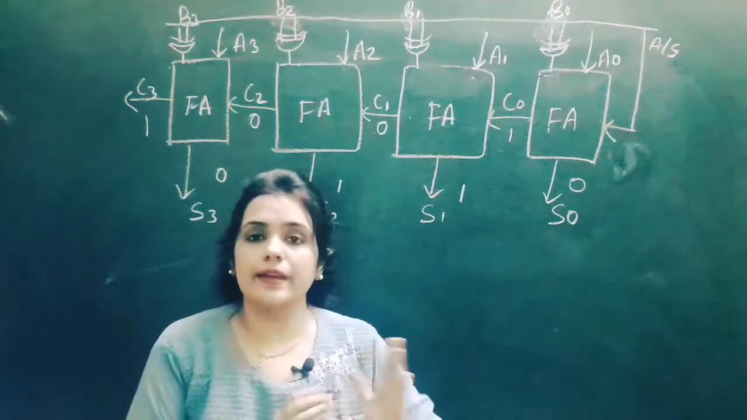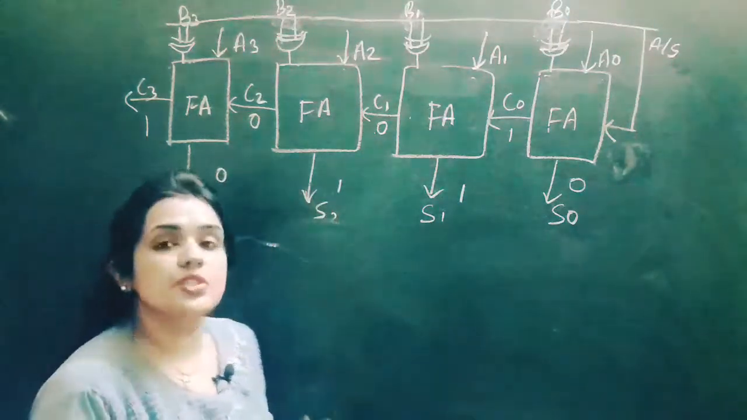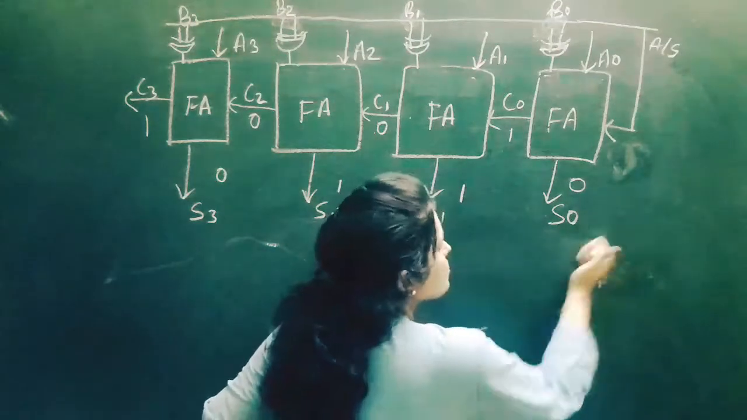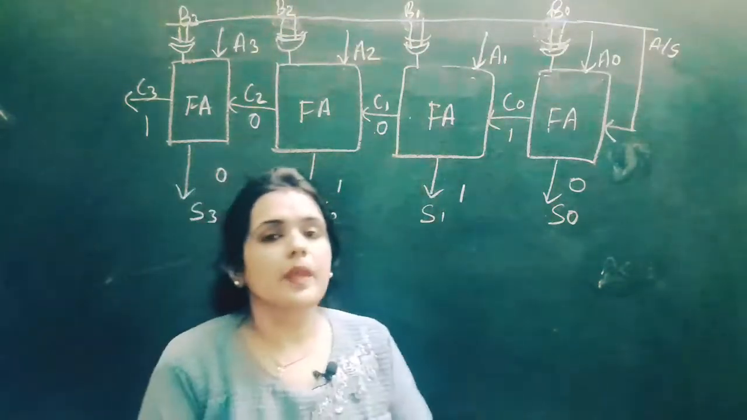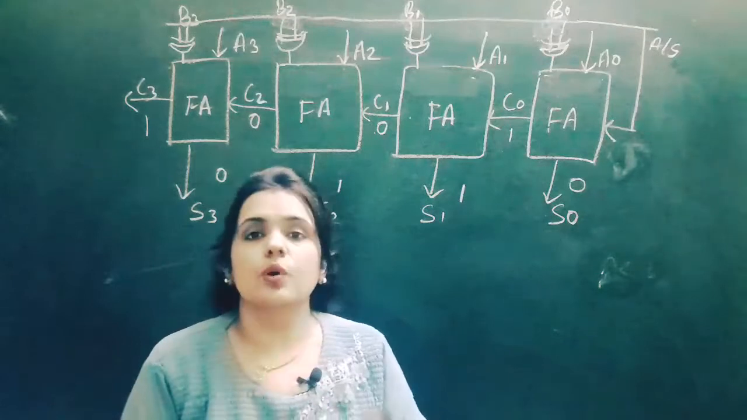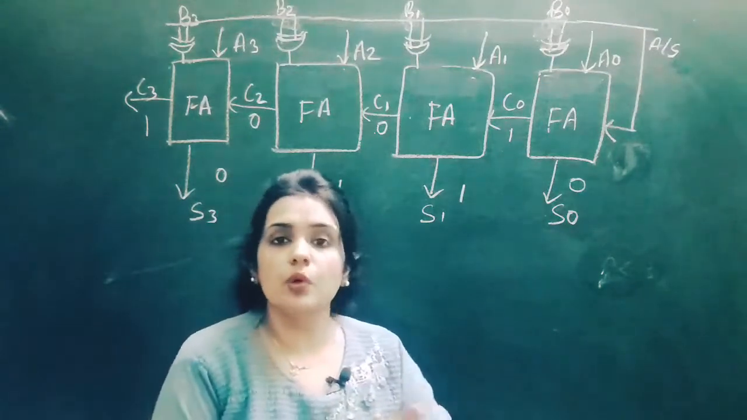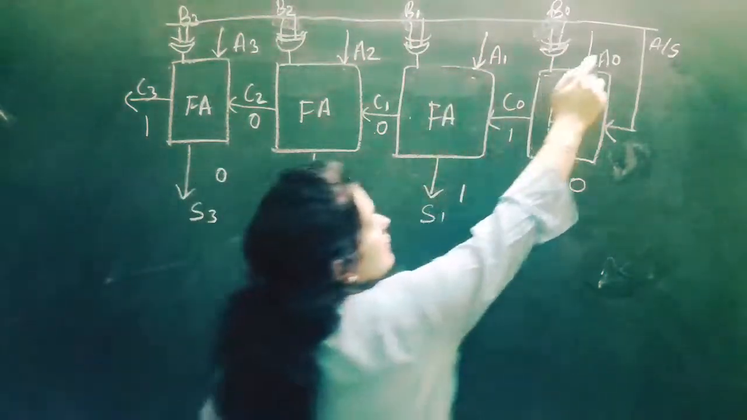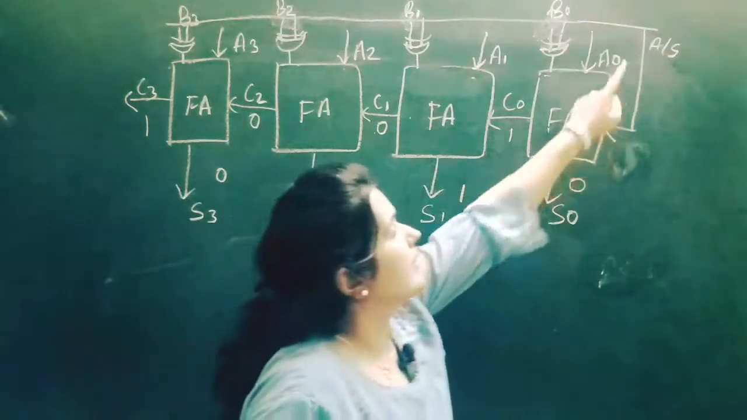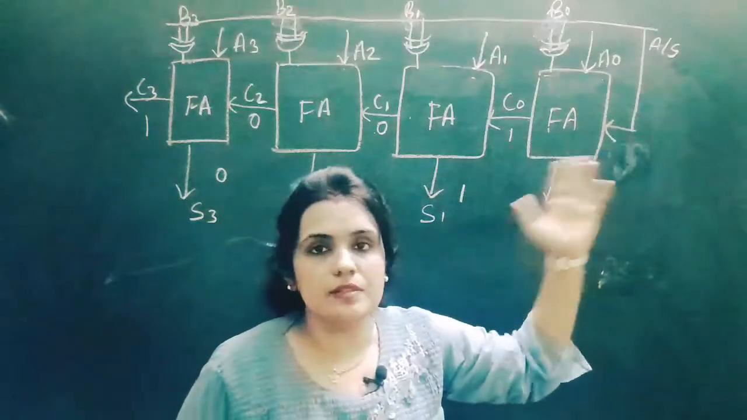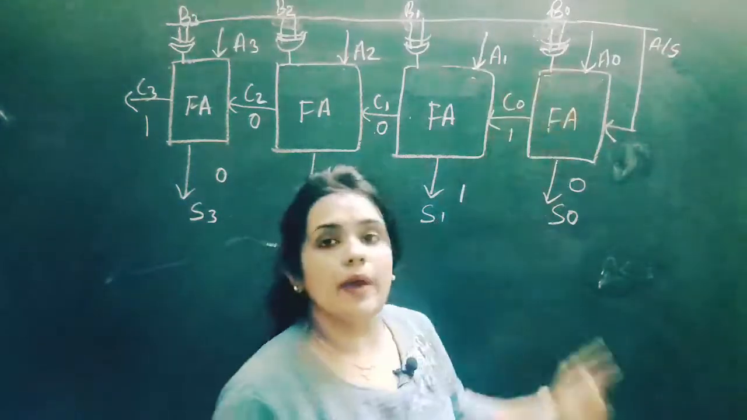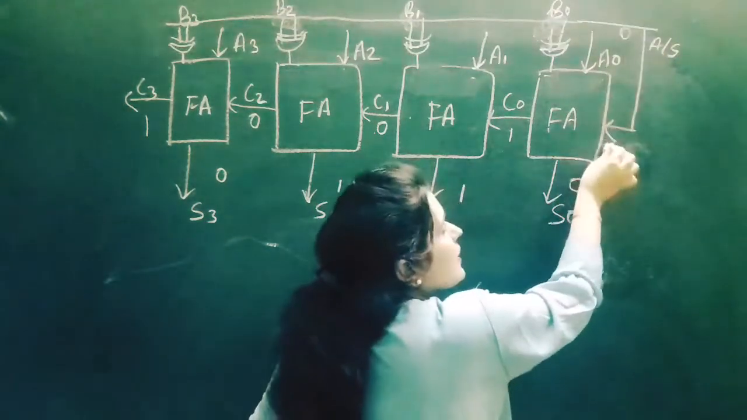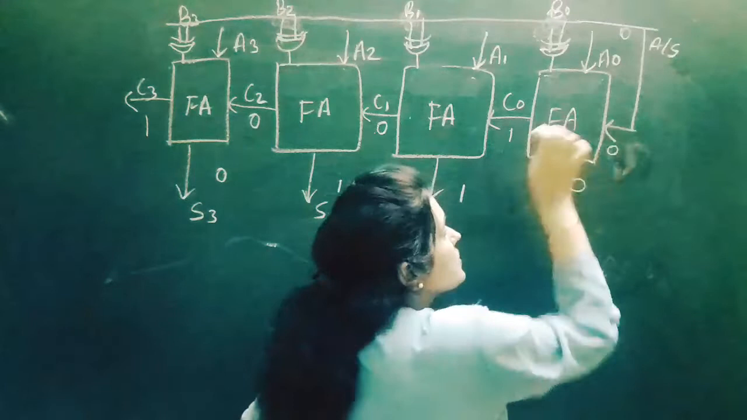But this is not our final circuit, because we will again have to make some changes for obtaining results like this when A is less than B. So first of all, let us understand the circuit. Suppose we want to perform addition using this circuit. In that case, this signal will be equal to 0. This is the common AS signal, the addition subtraction signal. When we want to perform addition, this will be equal to 0, so that our Cin will also be equal to 0.